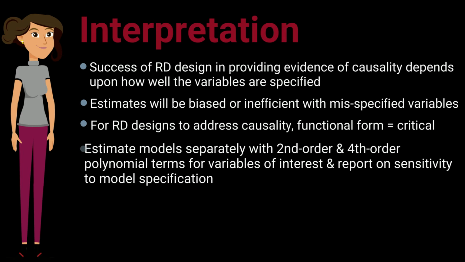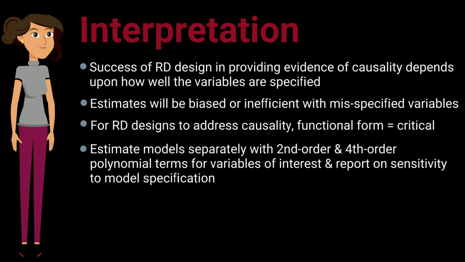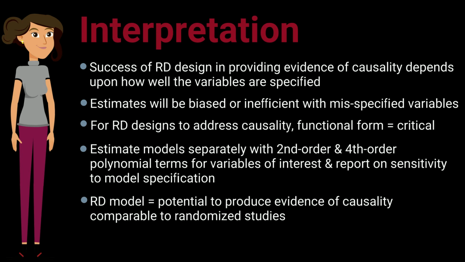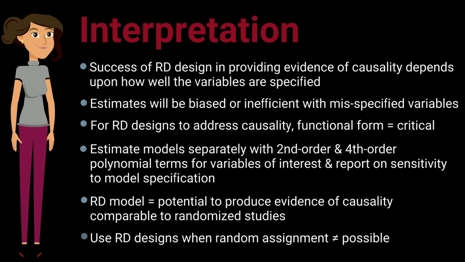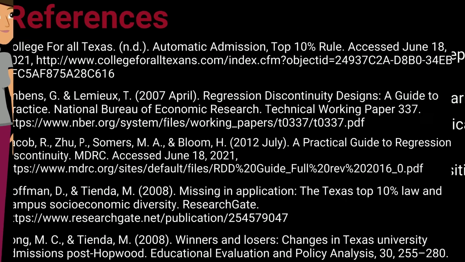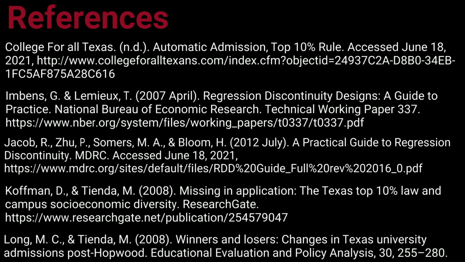Researchers can estimate the model separately with second-order and fourth-order polynomial terms for the variables of interest and report both sets of results to determine whether estimates are or are not sensitive to model specification. And when conceptualized and run correctly, the regression discontinuity model has the potential to produce evidence of causality that is comparable to randomized studies, as researchers can use RD designs when random assignment is not possible and it provides strong internal validity. The references for this presentation are shown in the next few slides.